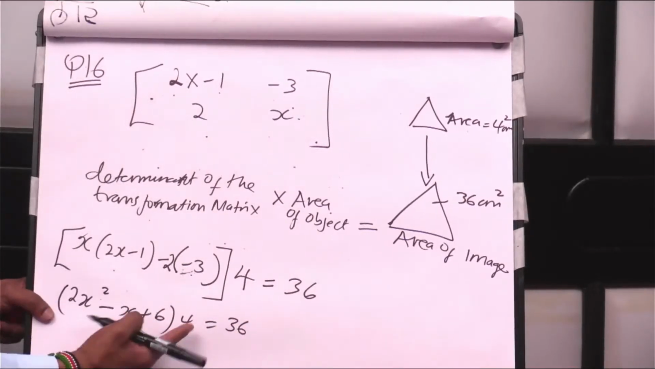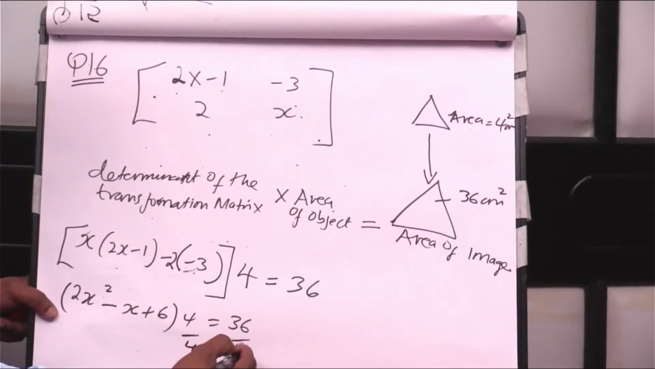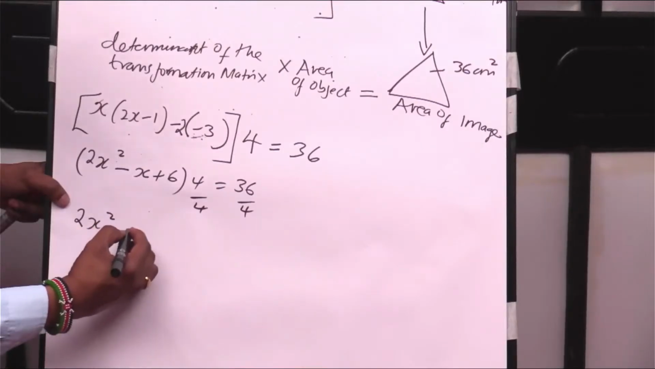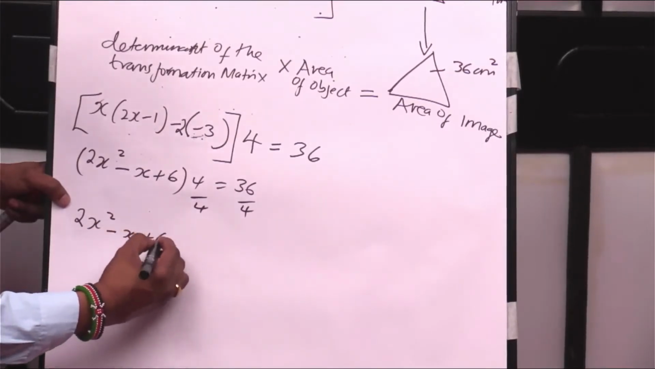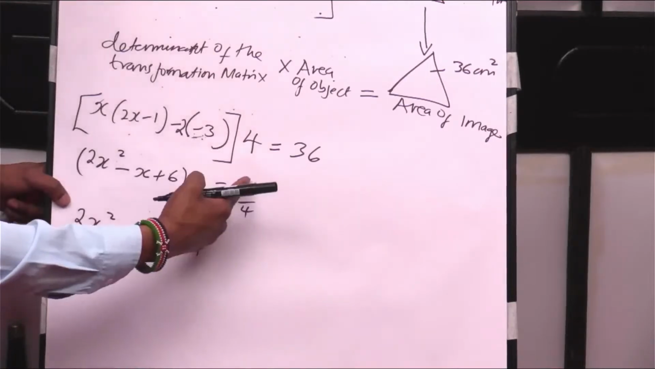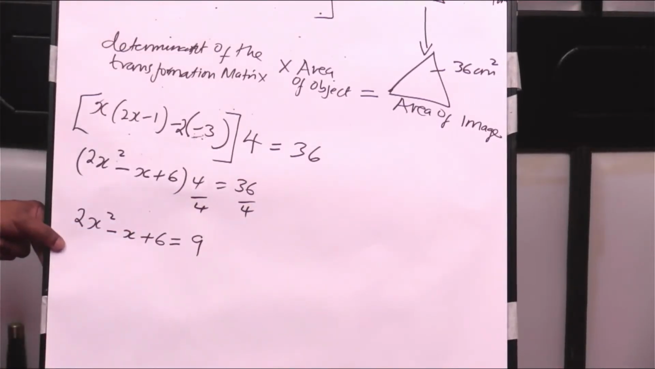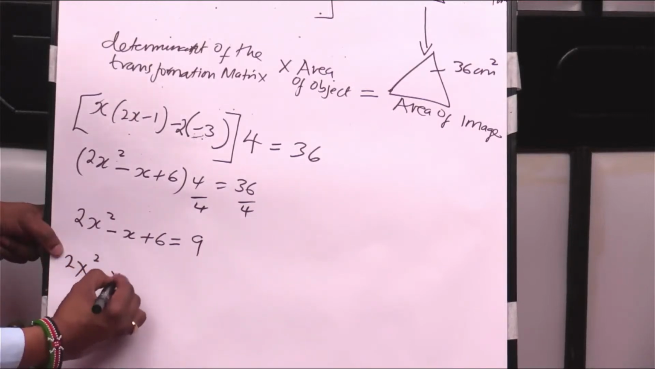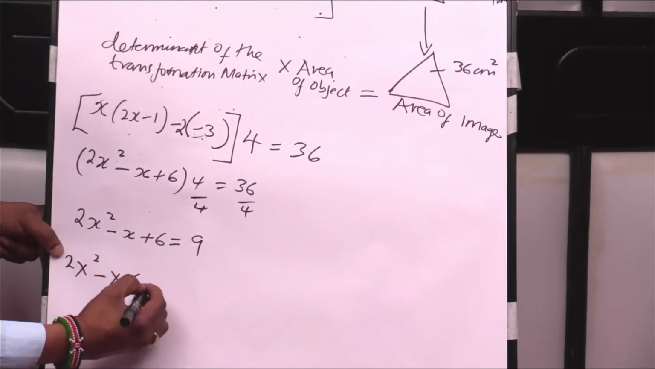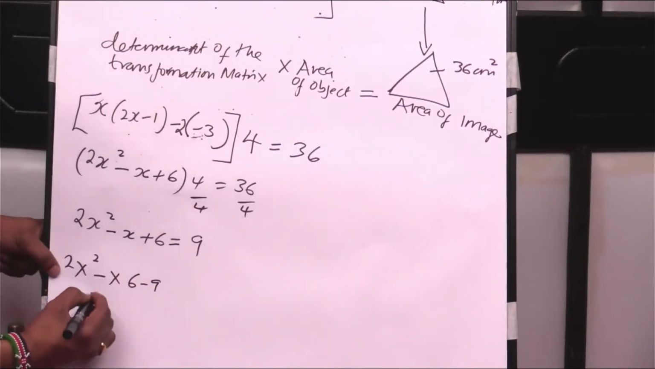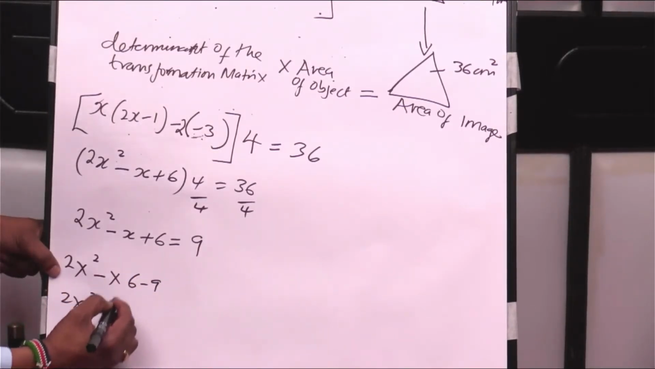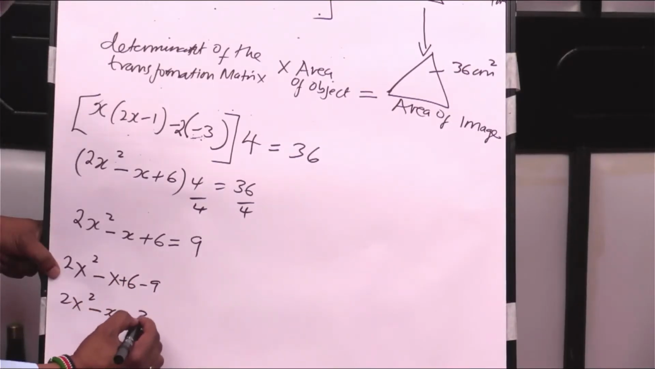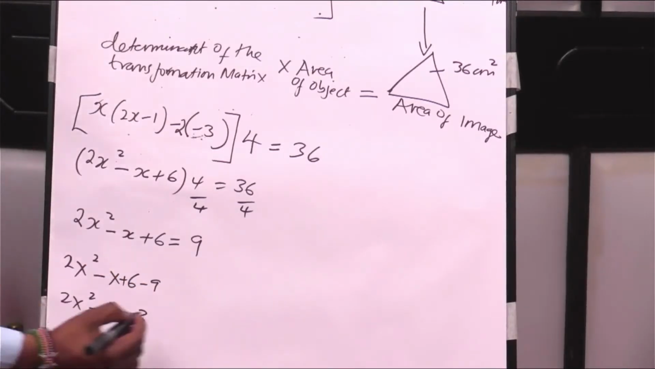So you can divide both sides by 4 to simplify it. We have 2x squared minus x plus 6 equals 9, since 36 divided by 4 is 9. Therefore, bring 9 to the other side: 2x squared minus x plus 6 minus 9, so 2x squared minus x minus 3 equals 0.